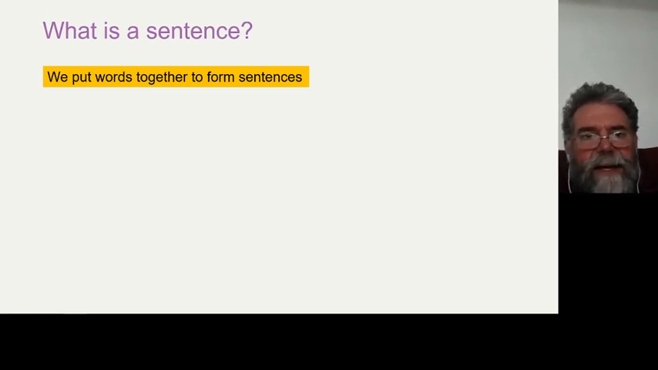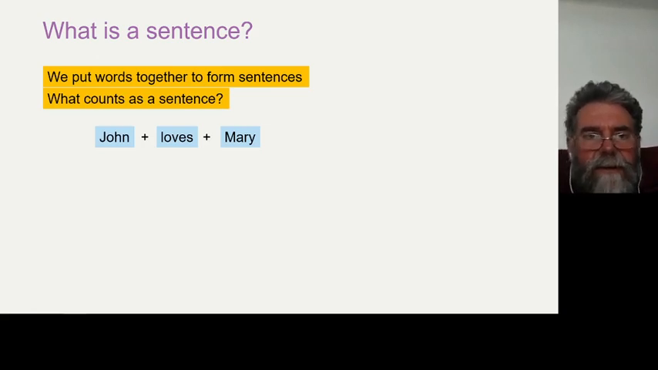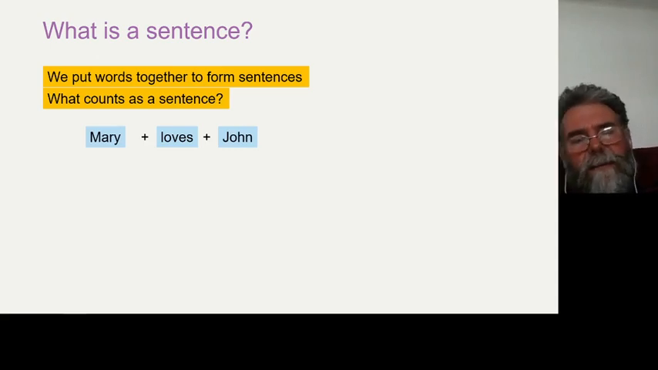Okay, so let's take an example by taking some words and putting them together to form what I think everybody would believe is a sentence. So John loves Mary is a sentence. So the question is, what is it about this that makes this a sentence as opposed to something else that isn't a sentence? What actually counts as a sentence? Well, as we can see, we have some words here arranged in a particular order. Now, that order is changeable to some extent, in as much as you could put another word order and still have a sentence. So John loves Mary and Mary loves John are both sentences. They mean different things, but they both count as sentences.